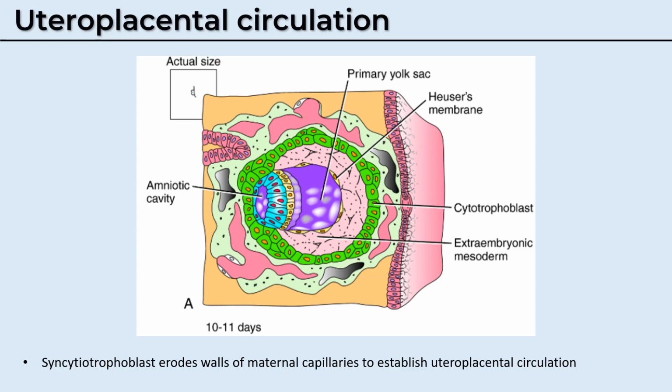We have further erosion of the maternal capillaries by these syncytiotrophoblasts, which are going to allow for blood to pool, and these lacunae are getting larger and larger, filled with maternal blood, which is going to go on and supply the embryo tissues, so the epiblast and the hypoblast cells.